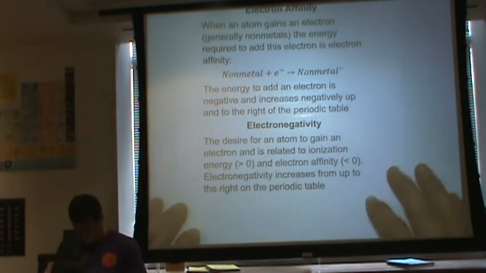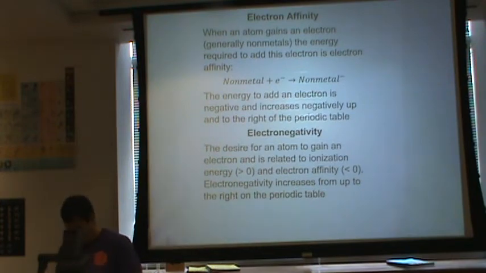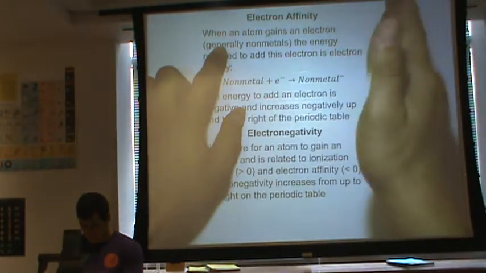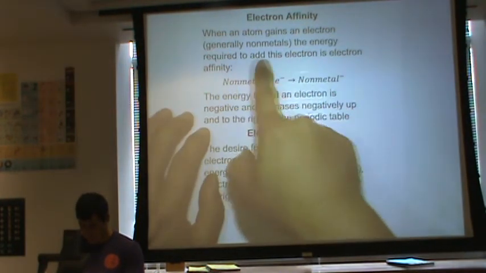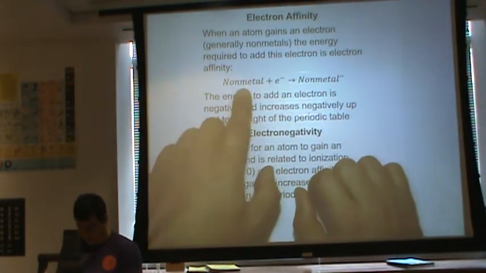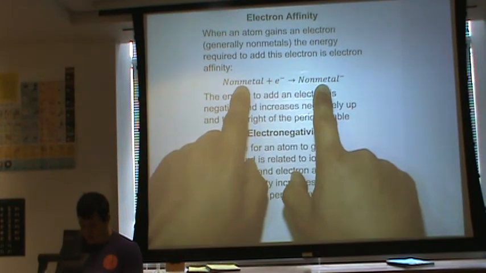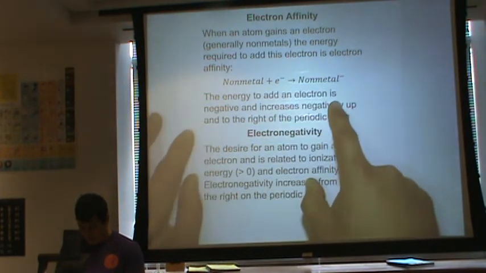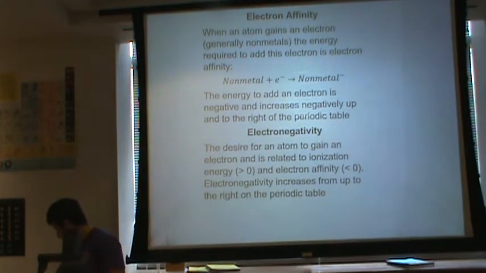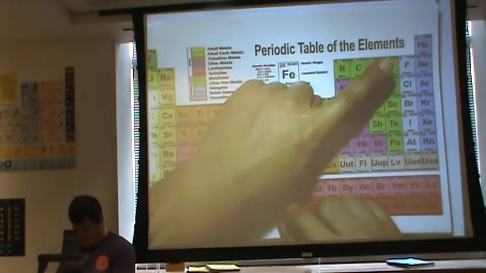The opposite. So we were talking about ionization energy. We're going to talk about electron affinity. Electron affinity is when an atom gains an electron, generally nonmetals, so elements on the right side of the periodic table. The energy required to add this electron is electron affinity. So this is going to be the opposite of removing an electron. We're going to take a nonmetal, add an electron, and it's going to become a negatively charged ion, an anion. The energy to add this electron is negative and increases negatively up and to the right in the periodic table. So this electron affinity is going to be increasing as we go in this direction.